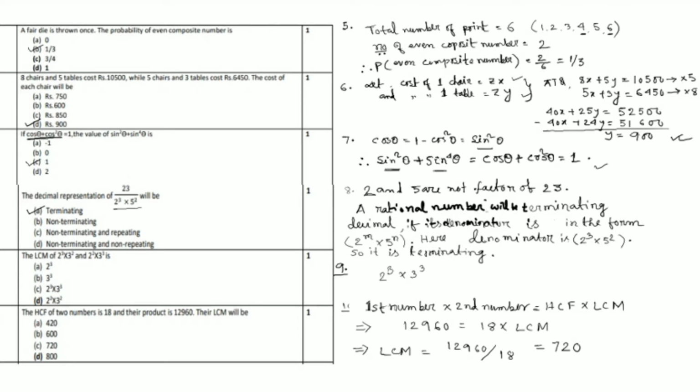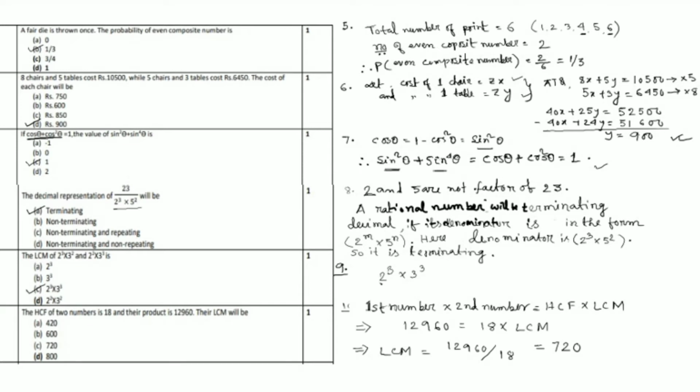Okay, next question number 9. The LCM of 2 cube into 3 square and 2 cube into 3 cube. It is very easy. The LCM will be the highest power of 2, which is 2 cube, and the highest power of 3, which is 3 cube. So it is the answer, and it will be option number C.